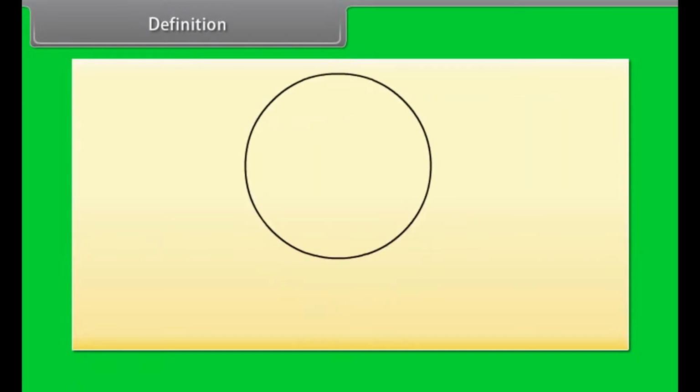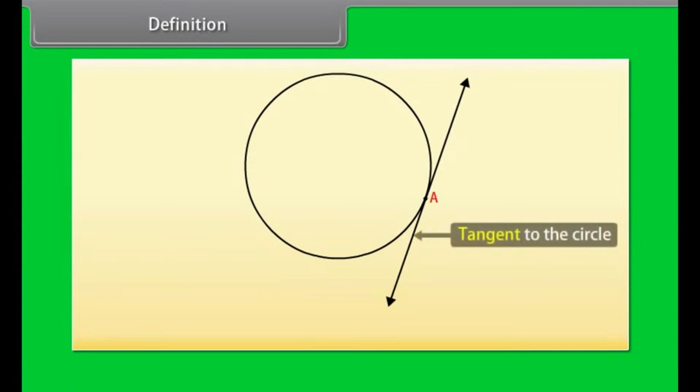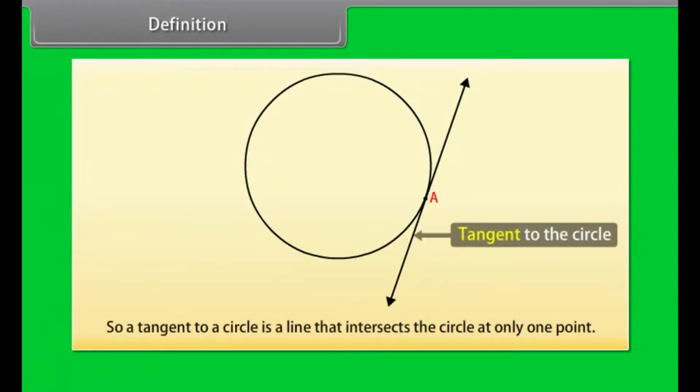And this is the third way we can draw a line and a circle. We can see that there is only one point A which is common to the line PQ and the circle. In this case, the line is called a tangent to the circle. So a tangent to a circle is a line that intersects the circle at only one point.